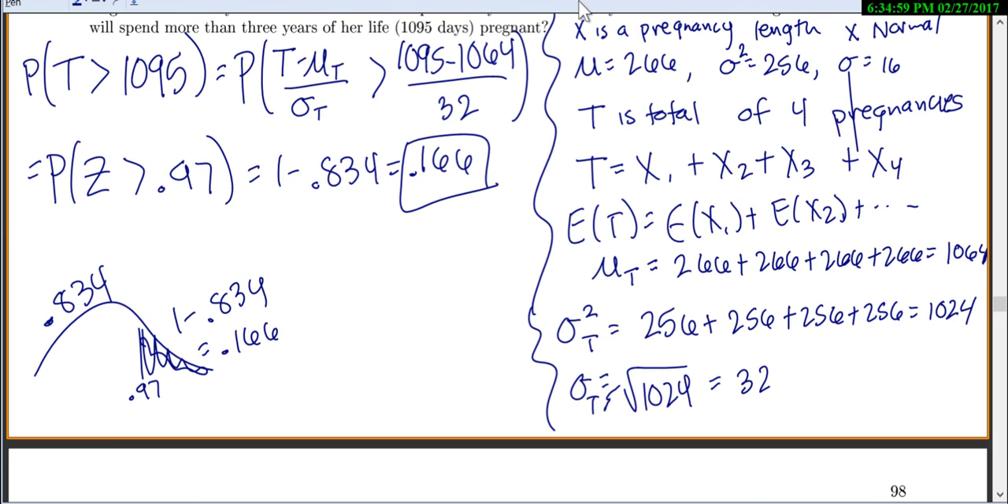With, again, the new or complicated part for this section being, you have to come up with the new means and the new standard deviations.